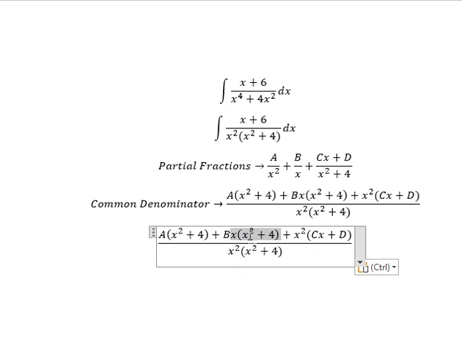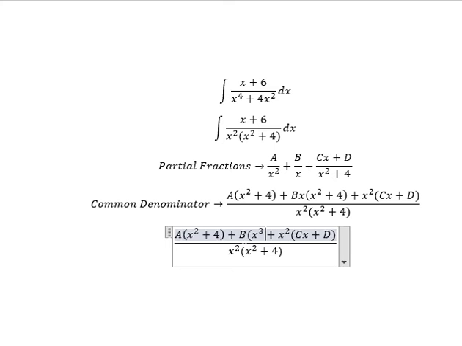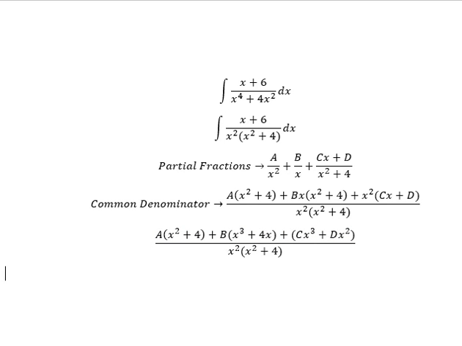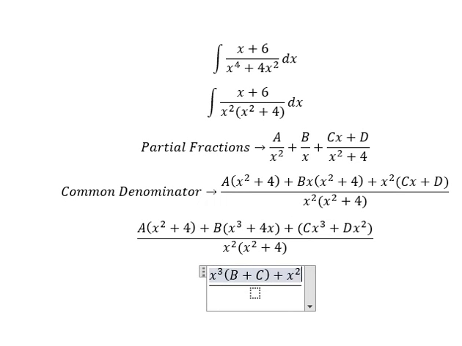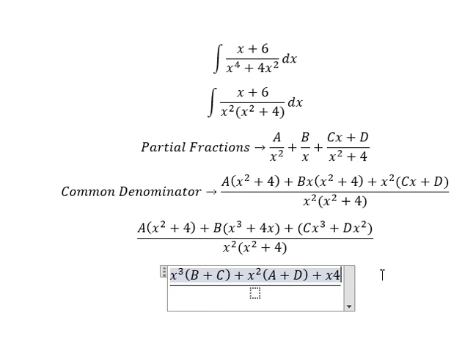Next, we need to expand this one. This one multiplied by S and D. Next, we need to arrange based on the terms of S. About S to the power of 3, we have B and C. About S squared, we have A plus D. About S, we have 4B. About the number, we have 4A.